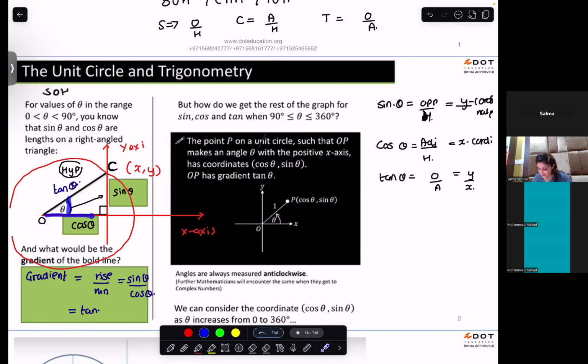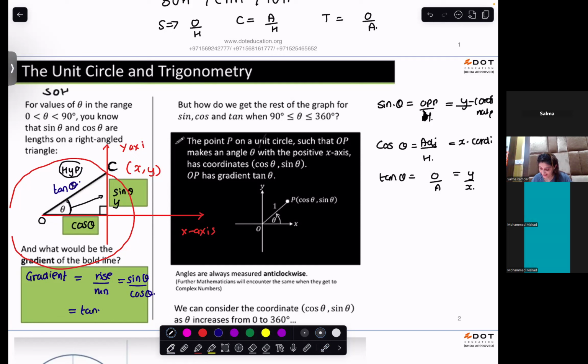Cos theta, this axis is which axis? X axis. It is adjacent over the hypotenuse, cos theta. So cos theta is always the x coordinate of the point C. This is the x coordinate. This is the y coordinate.